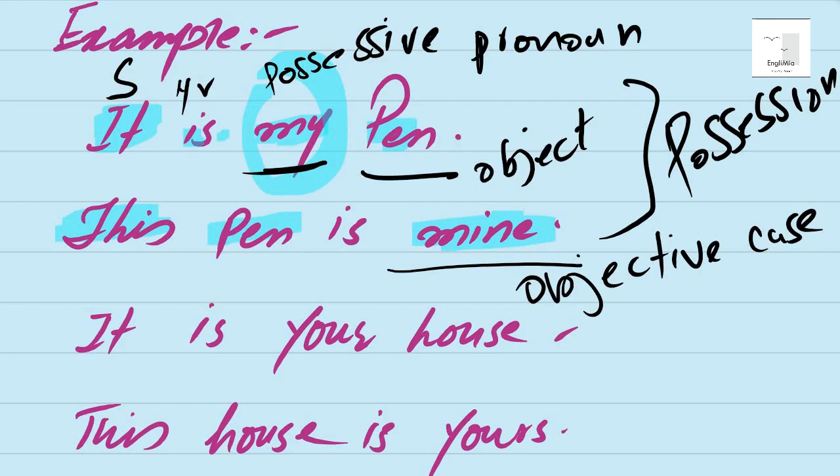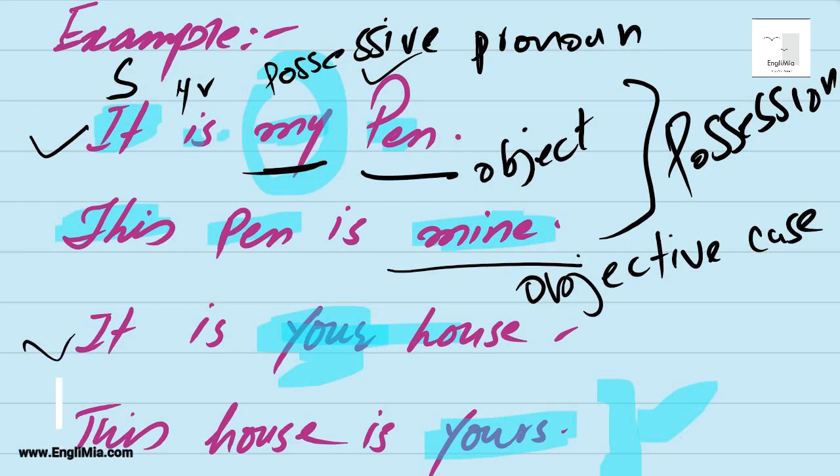This pen is mine. The next sentence is, it is your house. Your is showing possession, and this house is yours. Again the same thing, that it has been used as an object. So as far as the structure of the sentence is concerned, but meanings are same. This is the difference between personal pronoun and possessive pronoun.